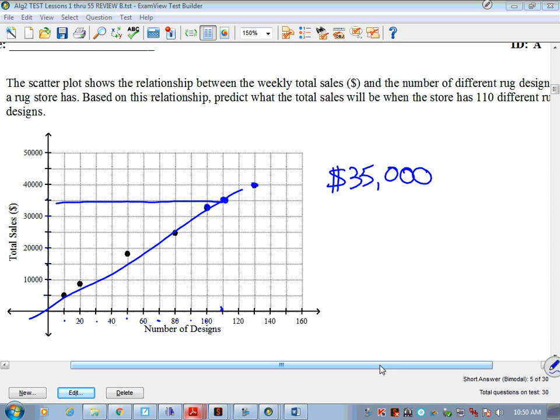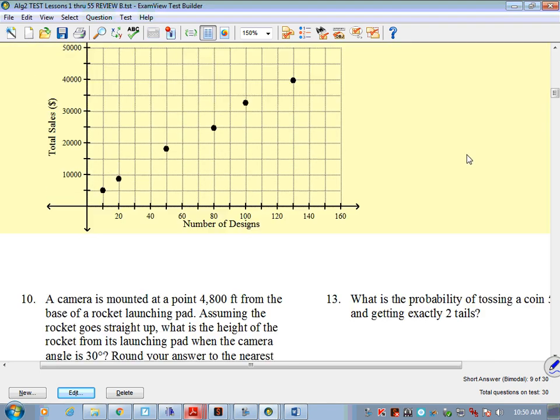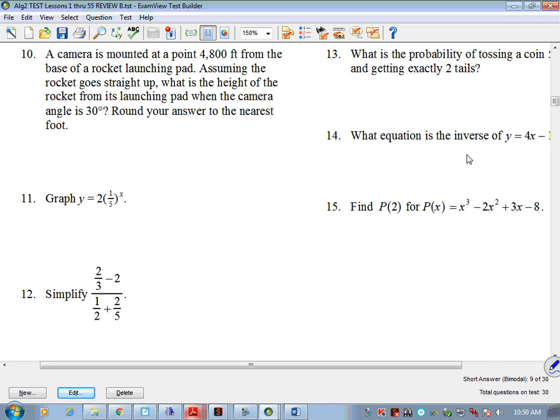That's lesson 45, finding the line of best fit. It wouldn't be a bad idea to go back and look at notes from that lesson. Okay, all right, question number 10. The camera is mounted at a point 4,800 feet from the base of a rocket launching pad. Assuming the rocket goes straight up, what's the height of the rocket from its launching pad when the camera angle is at 30 degrees? Round your answer to the nearest foot. Question number 10 comes from lesson 46, finding trigonometric functions and their reciprocals.